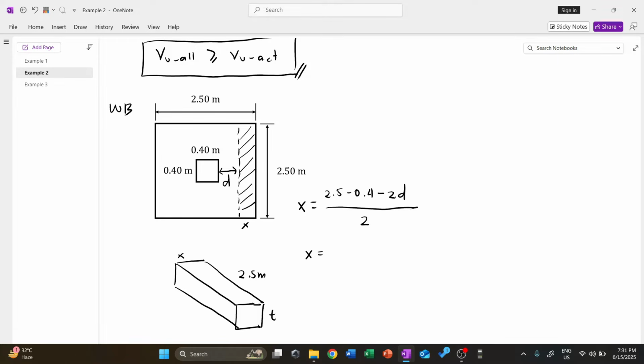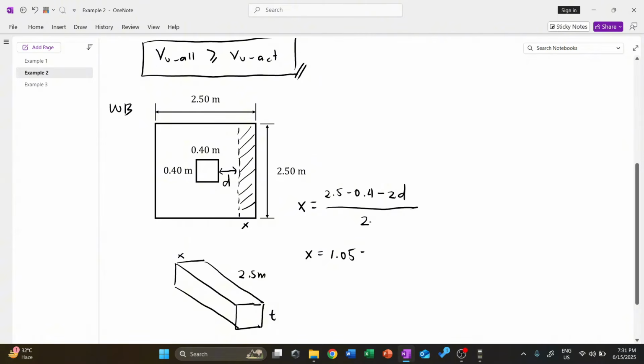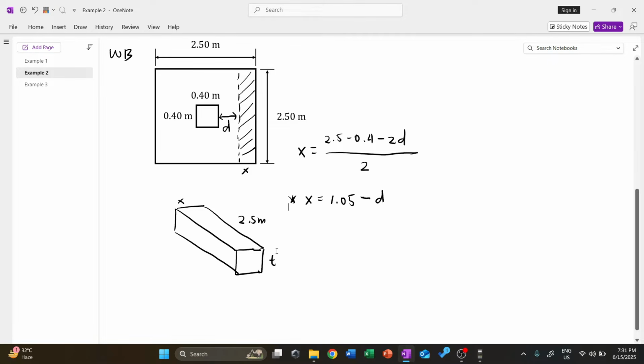2.5 minus 0.4, that is 2.1. Divide this by 2. 2.1 divided by 2, this is equal to 1.05 tapos minus d. Okay? So 1.05 minus, 2 divided by 2, that is 1. D na lang. Okay? So yung x natin dito in terms of d na lang natin siya kunin. Alright? So meron na tayo ditong x na in terms of d, then isolve natin yung VU allowable.